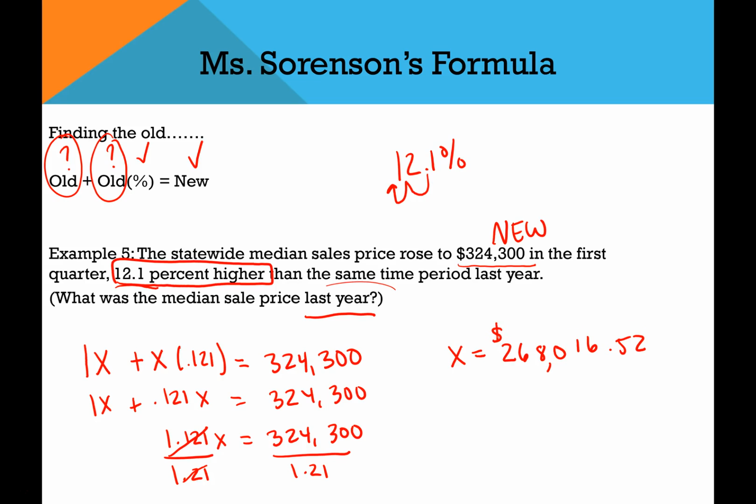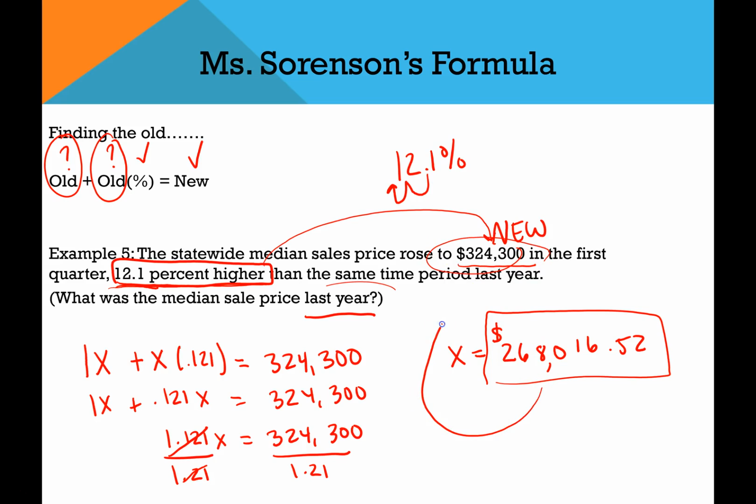Let's see if this makes sense. So this is saying what was the sale price last year? So basically we just got an answer of 268,000. Okay, if that's my last year price and it went 12.1% higher to give me this value, I feel pretty good about this because I know that my number should be lower than that 324 because it's increasing to get from the 268,000 to the 324,000. All right.